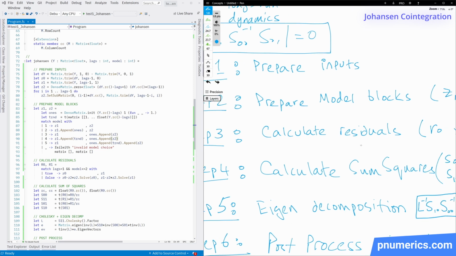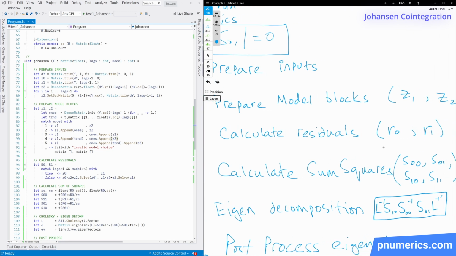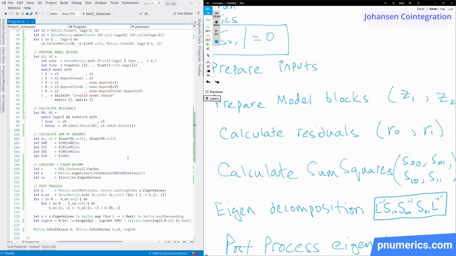Now what we need to do is calculate the residuals. Now the residuals, what Johansen figured out is that you could use the sum of squares of this regression right here. You could use the sum of squares of this regression right there to do an Eigen Decomposition and figure out what alpha and beta are. Now, what is this regression?